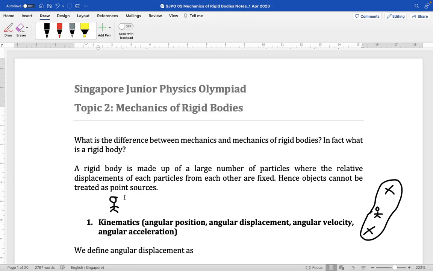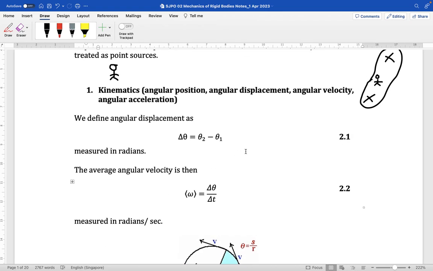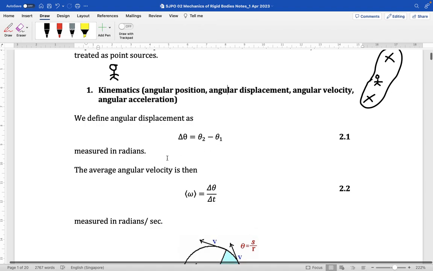We discuss mechanics of rigid bodies. We note that rigid bodies actually consist of a number of different particles, of which the relative displacement of each particle from each other is fixed. So you cannot treat these objects as point sources. We define the angular displacement as change in theta, or commonly known as delta theta, as theta 2 minus theta 1, the final angle minus the initial angle, and we measure this in radians.